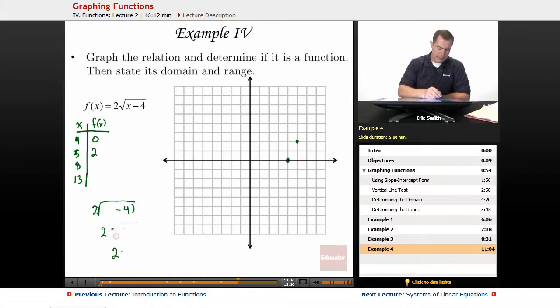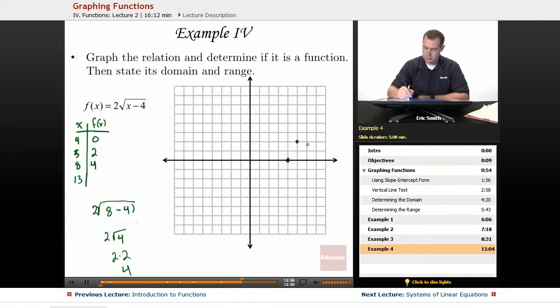Let's go ahead and put in the 8. So 8 minus 4 would be 4. The square root of 4 is 2. And 2 times 2 is 4. So this shows that when I put in an 8, my output is 4.